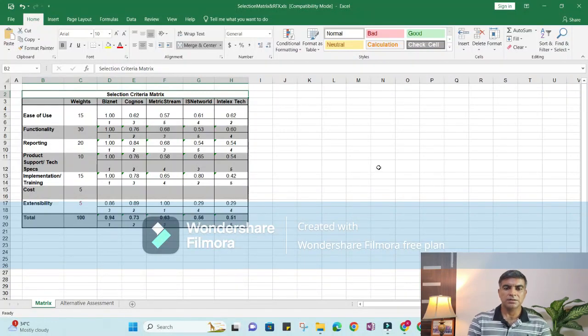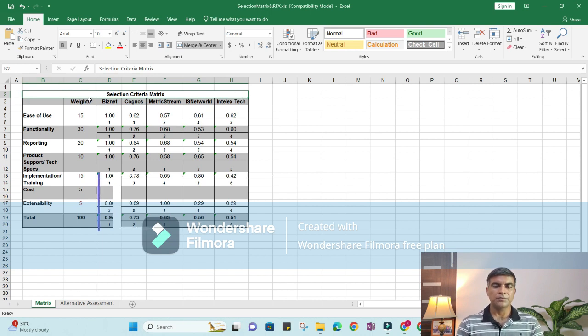Let's look at the selection metrics that we used in the project for selecting a vendor for providing a supplier performance management system. So we had 5 suppliers that we shortlisted. Those are listed on the top in columns.